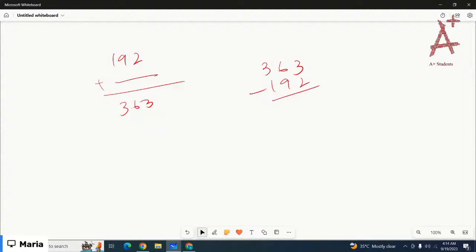Why are you subtracting wrong? You are not new to subtracting. 3 take away... You have to borrow 1. 6 is a smaller number, isn't it? That means 13 take away 9 is 4... and 2 minus 1 is 1. Right? That is 171. Be careful when subtracting, right? It is 171, right?